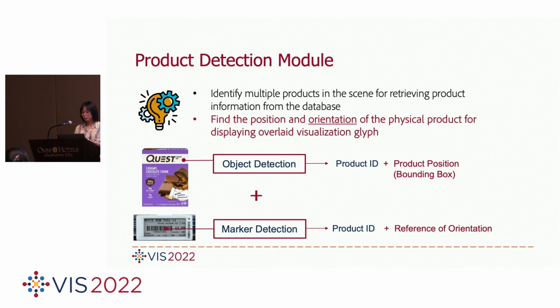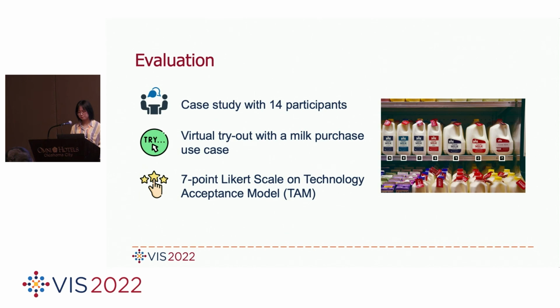Luckily, with the help of the marker, we are able to identify the orientation of the shelf, which we suppose will be the front view. And according to the distortion of the marker, we can equally distort the visualization canvas to create a vivid overlay visualization label for each product.